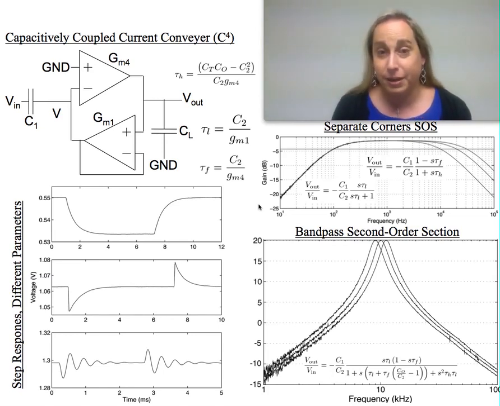But I want to talk about a topology that's close to my heart and that we've used a bit, called a capacitively coupled current conveyor, often shortened to a C4 structure. Now you might wonder, where did this come from? It actually started from some aspects of floating gate circuits, trying to model what happened in some of those circuits for the basic adaptation mechanisms you might see.